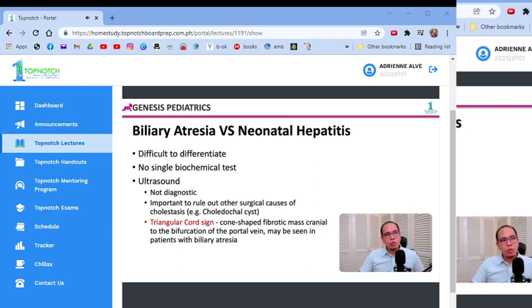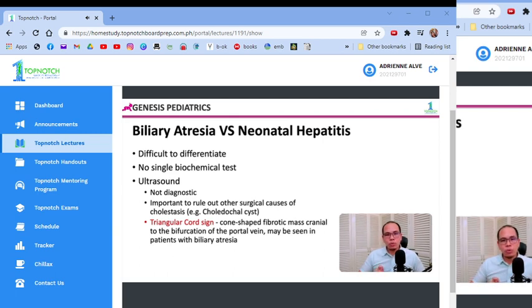One of the common questions that we hear in the board exam and in your clinical rounds is, do you do an ultrasound for a patient whom you are suspecting of biliary atresia? The answer is yes, you do your ultrasound. But if they ask you, is it diagnostic? The answer is no. In fact, it's very hard to see on ultrasound if this patient has biliary atresia. You're lucky if you find your triangular cord sign. It's a cone-shaped fibrotic mass cranial to the bifurcation of the portal vein. If you see this, it will give you a hint that it's biliary atresia. But again, a normal ultrasound does not rule out biliary atresia.